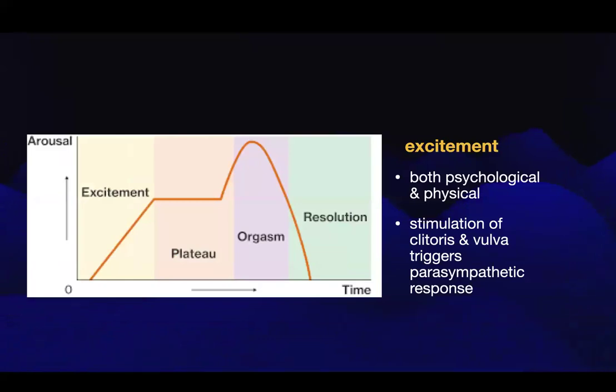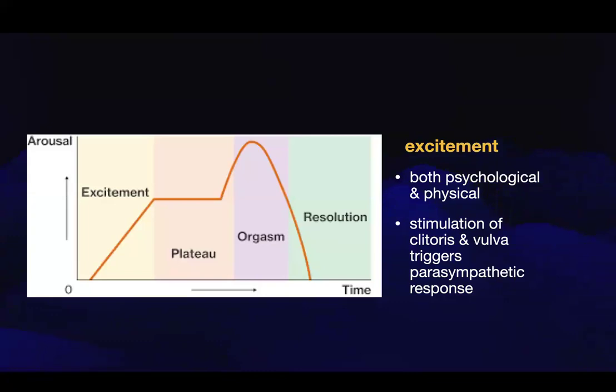During the excitement phase, this is both psychological and physical. And it's important because that explains why, during sex, foreplay is important. There is an important component of psychological excitement that kickstarts everything. Furthermore, stimulation of the clitoris and the vulva will trigger a parasympathetic response, which is identical to how an erection in males happens during excitement. Excitement, whether it's psychological or physical, will lead to a parasympathetic response.